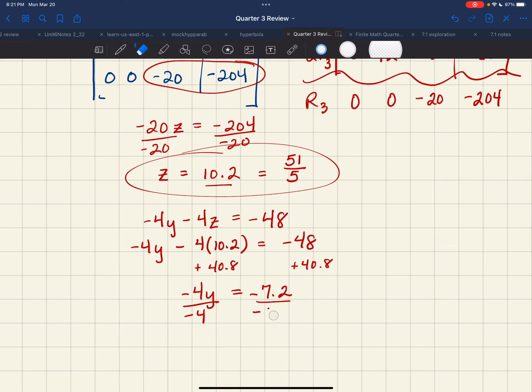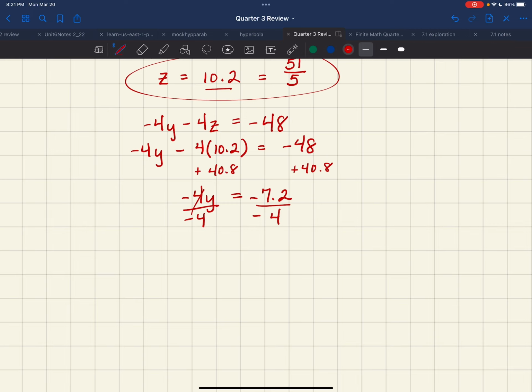I divide both sides, negative 7.2, by negative 4. Excuse me, that should be a 4. And my y is equal to, excuse me, 7.2 divided by 4 gives me 1.8. Or that would be, not quite 2, that would be 9 over 5. Okay, so either one would work on this.